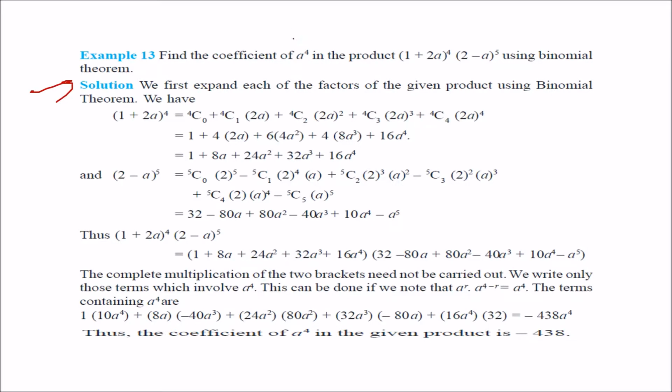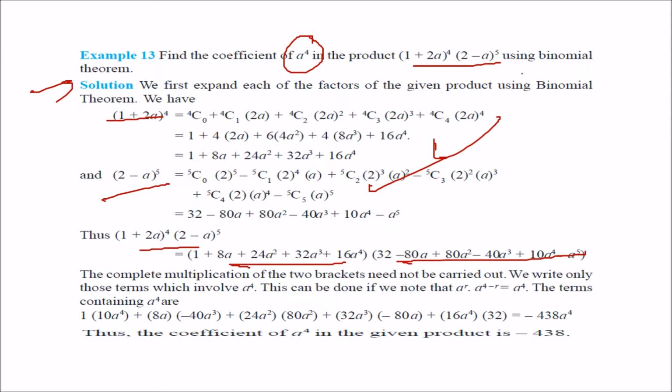How about finding the coefficient of a to the power 4 in the product? First you expand (1 plus 2a) to the power 4, then (2 minus a) to the power 5, then you multiply them. But you don't have to multiply each and every term. What you have to find out is a to the power 4. So if I multiply 1 with any of these, which of these gives me a to the power 4? Only this one, 10a to the power 4. So I will multiply 1 with 10a to the power 4 and write it here.